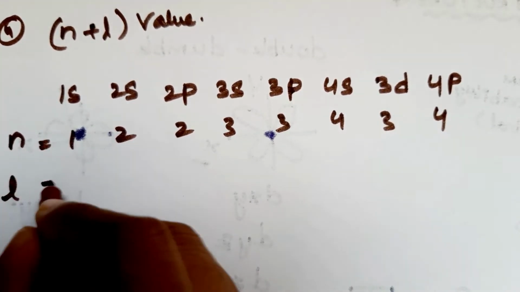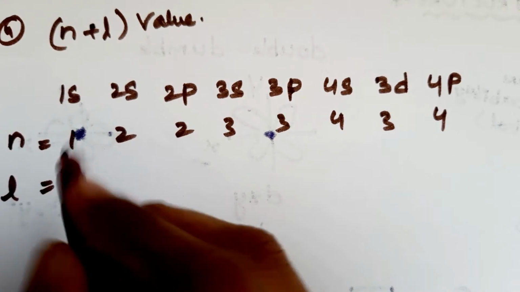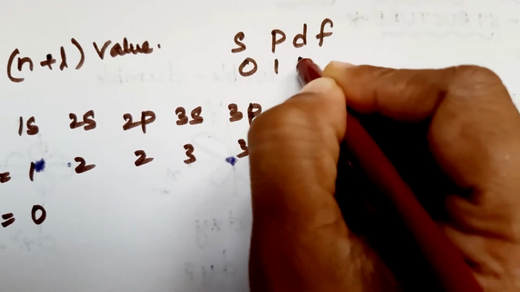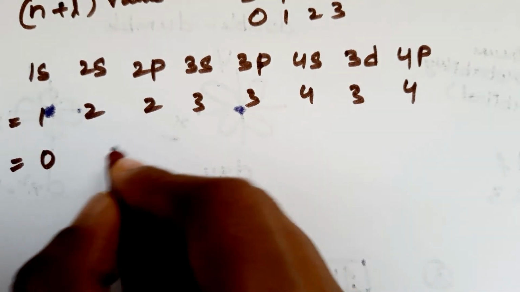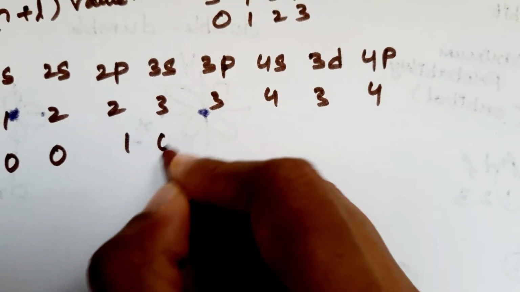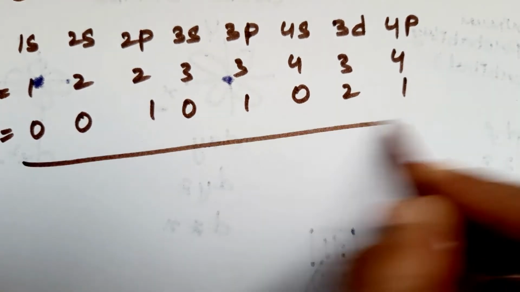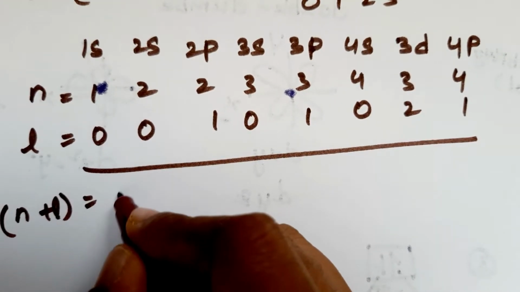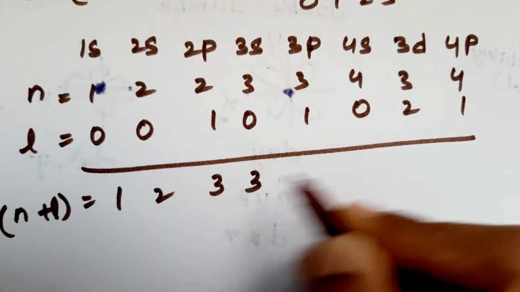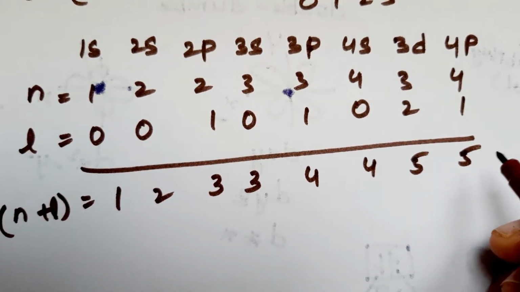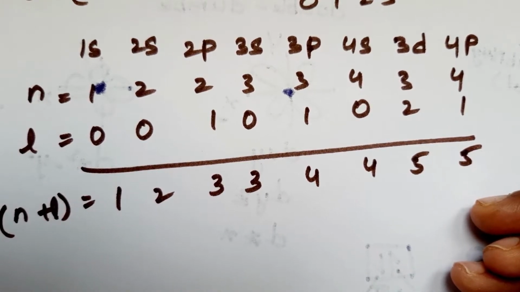What is the l value for these? For the s orbital, 0. We already know the values of l: s, p, d, f are 0, 1, 2, 3. So we get 0, 0, 1, 0, 1, 0, 2, 1. Now write the n plus l value. If you write the n plus l values, we get 1, 2, 3, 3, 4, 4, 5, 5. Now what is the rule? The orbital having the lowest n plus l value is where electrons enter first.